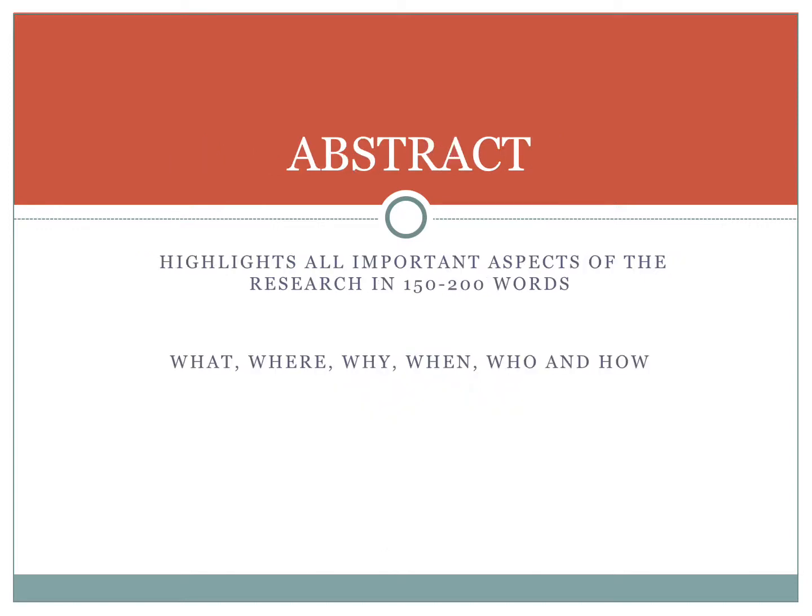Now, an abstract may or may not be there in every research report, but if you include it as per the format suggested by your university, institute, or college, then make sure that the abstract highlights all the important aspects of the research and it summarizes this in about 150 to 200 words. So, what is the abstract? The abstract is the what, where, why, when, who, and how of the research. So it helps somebody to understand just at a glance all these aspects relating to the research.